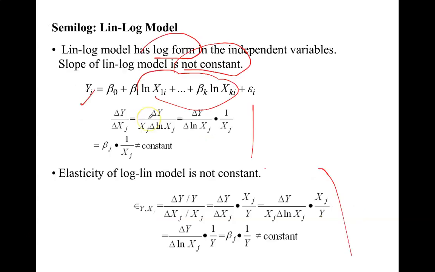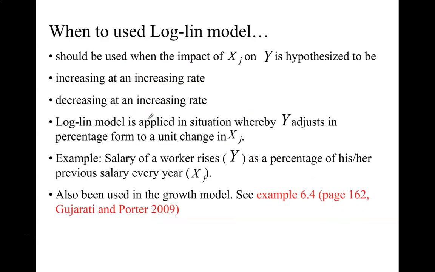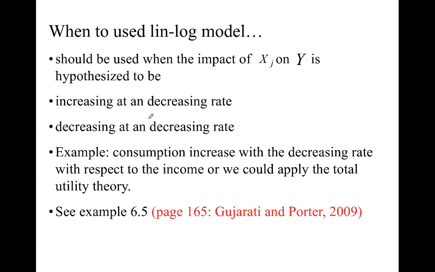This one is the other way around. Just now, you saw increasing at an increasing rate and decreasing at an increasing rate. Here it is increasing at a decreasing rate and decreasing at a decreasing rate. This one is rather confusing, but you can always refer to Gujarati and Porter for how it has been applied. So this is one example here.